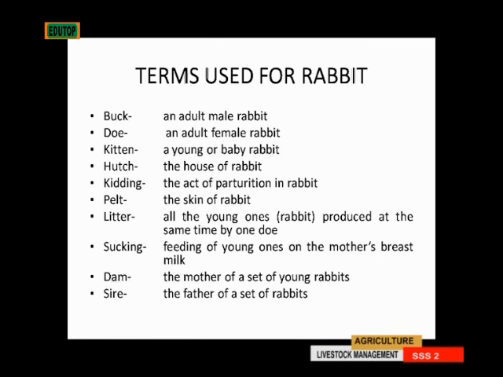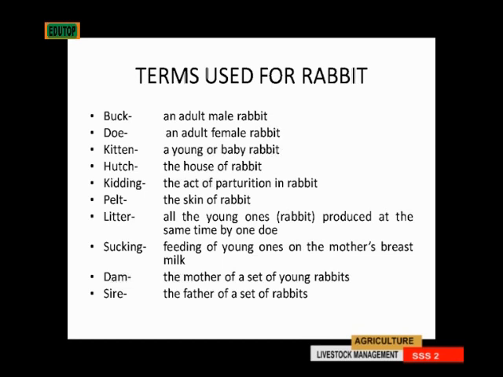Rabbit and goats have similar terms. Goat too, kitten is a young one. Kidding is the act of parturition. Then pelt. Pelt is the skin of a rabbit. The skin of a rabbit is called the pelt. Then litter are the young ones, all the young ones that a rabbit produced at the same time by one doe, that's by one female rabbit.